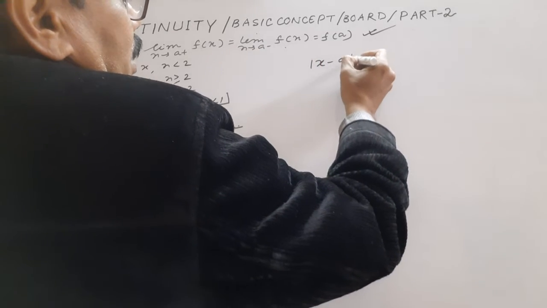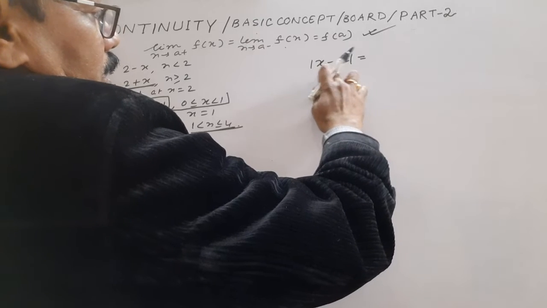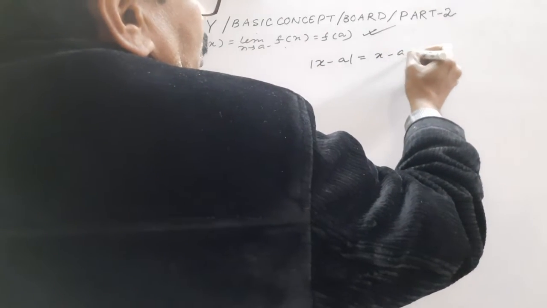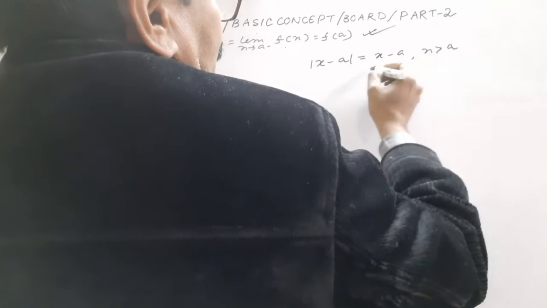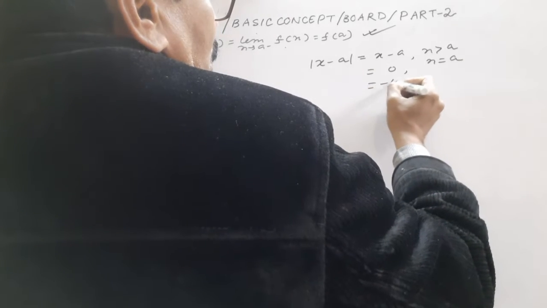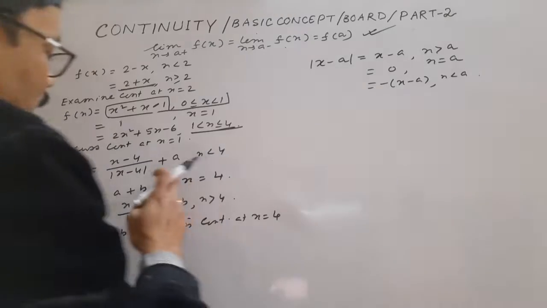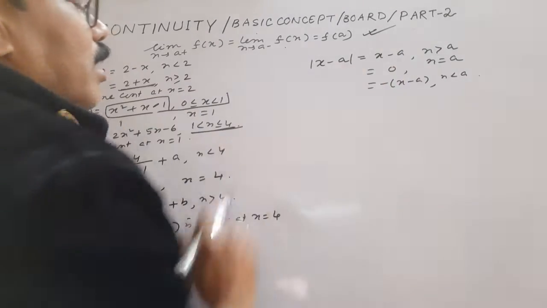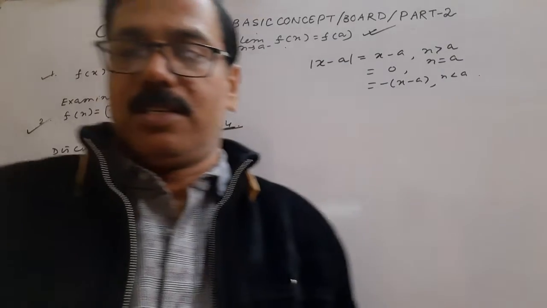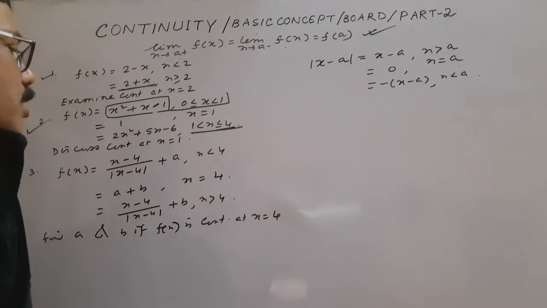This is our definition. |x minus a|. If it is x minus a, the restriction is on a. It is positive when x greater than a. It is 0 when x equals a. It equals minus (x minus a) when x less than a. For less than a, it is negative. For greater than a, it is positive. Equal to a, it is 0.